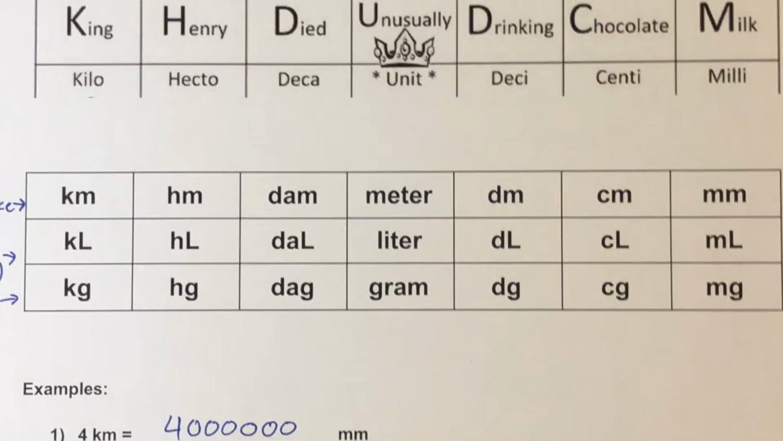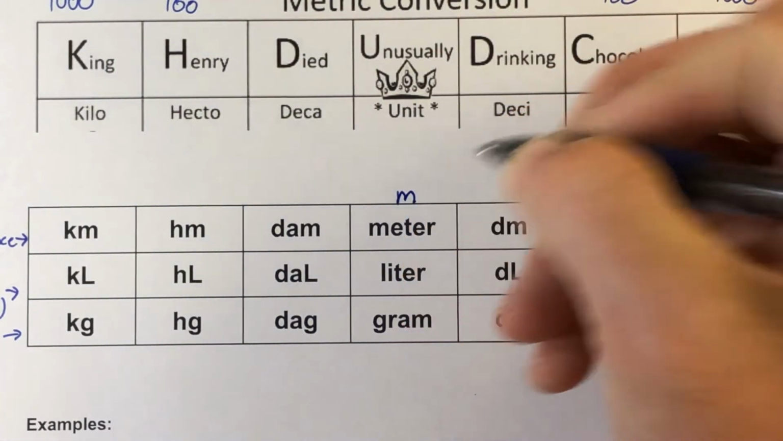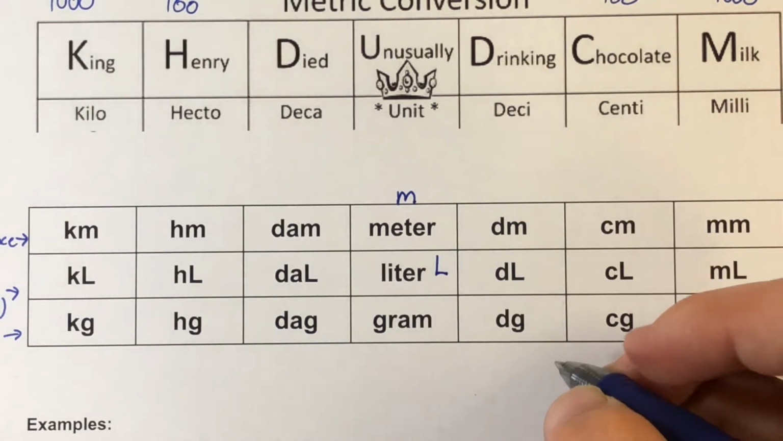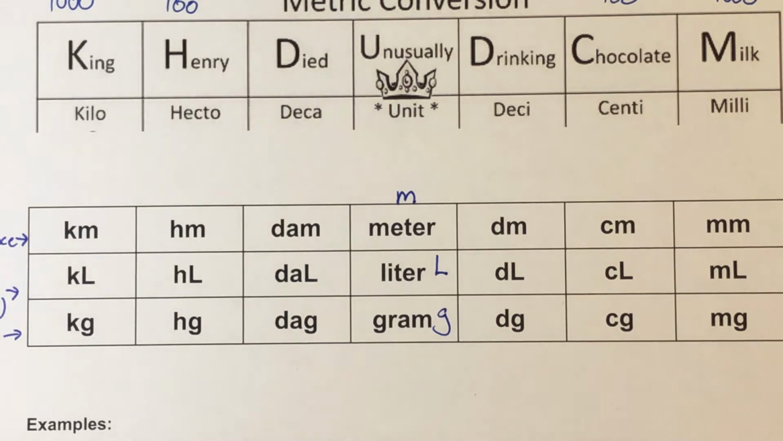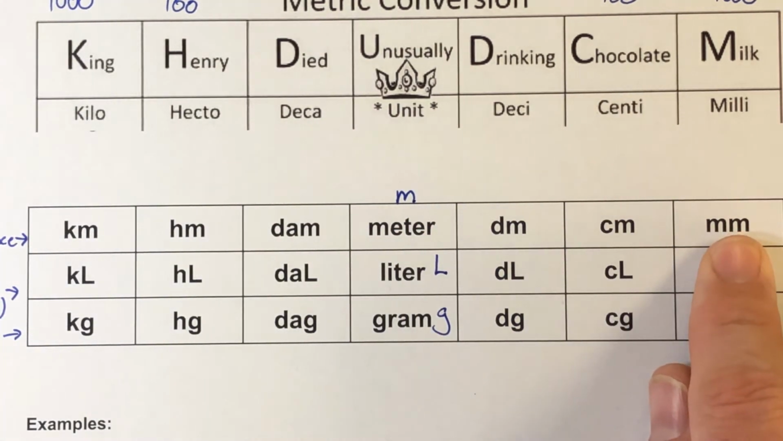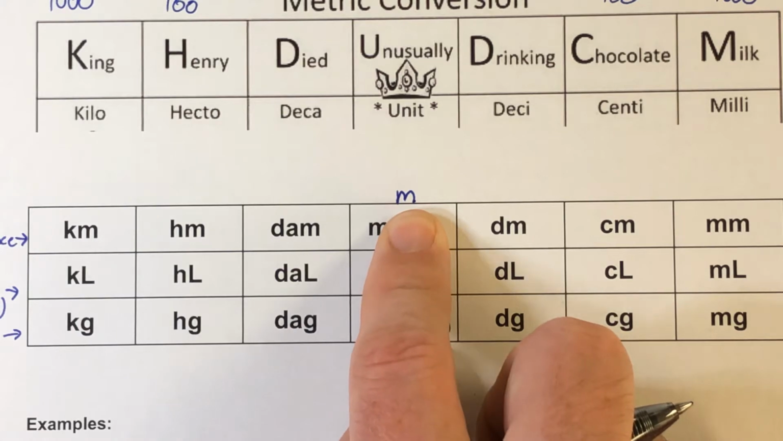One thing that I have not mentioned, our abbreviation for meter is M, our abbreviation for liter is L, and our abbreviation for grams is G. So whenever you're looking at your M's, remember that MM stands for millimeter. When you have 1 M, that stands for 1 meter. All right, let's move on.